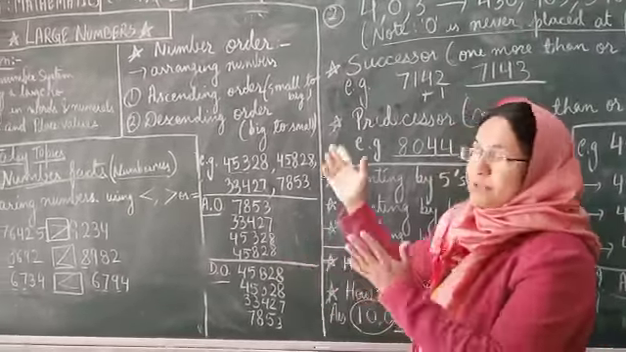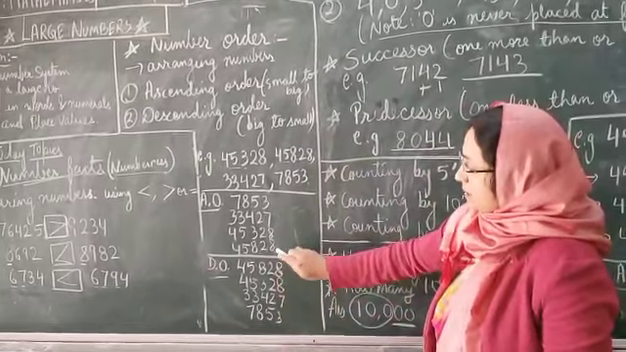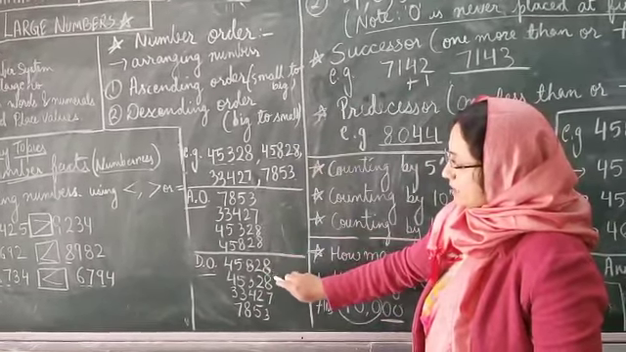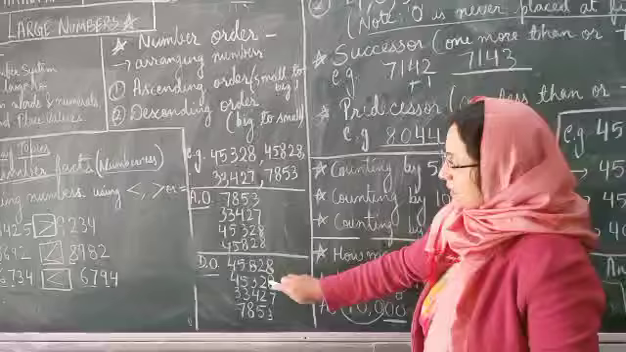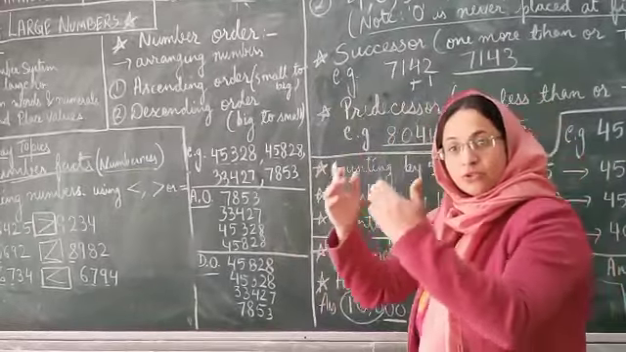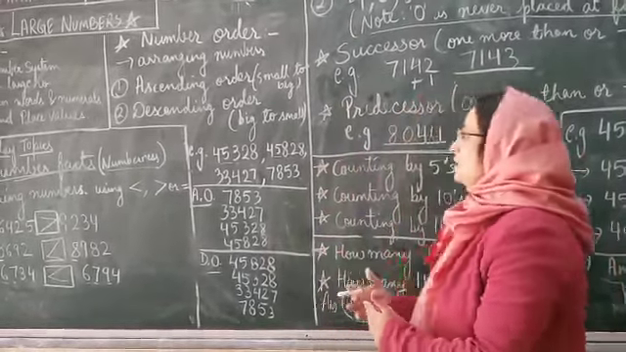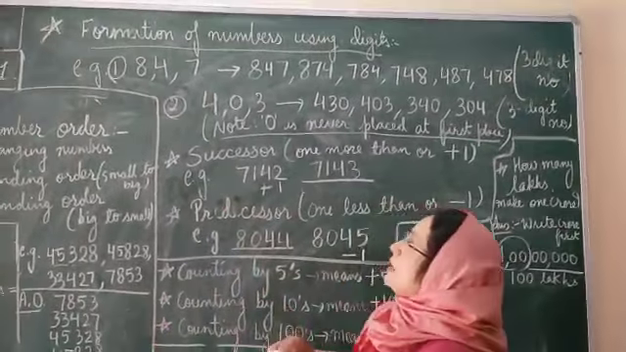Descending order will be the reverse of this, that is the biggest number will come first, then the second biggest, and like this it will go, from bigger to smaller. Right children? So this was the ordering of numbers.